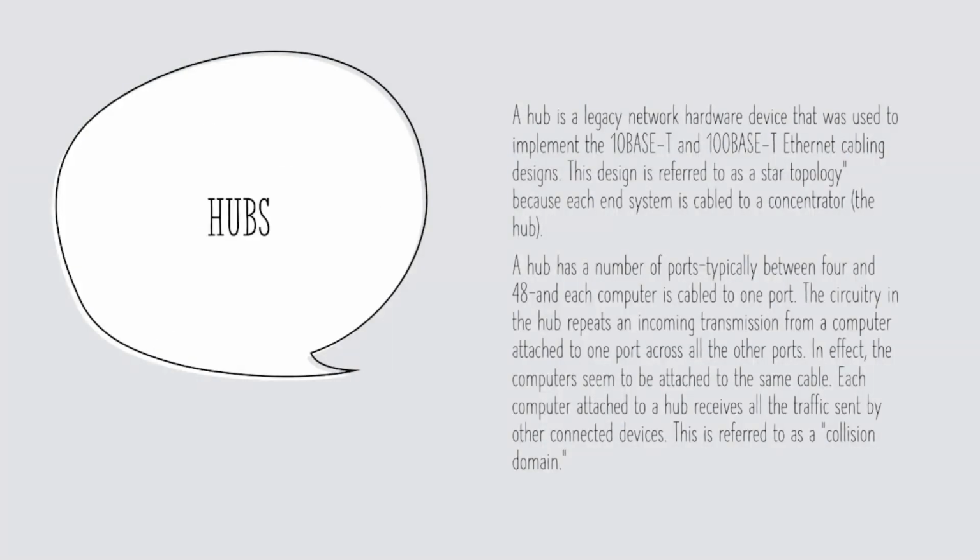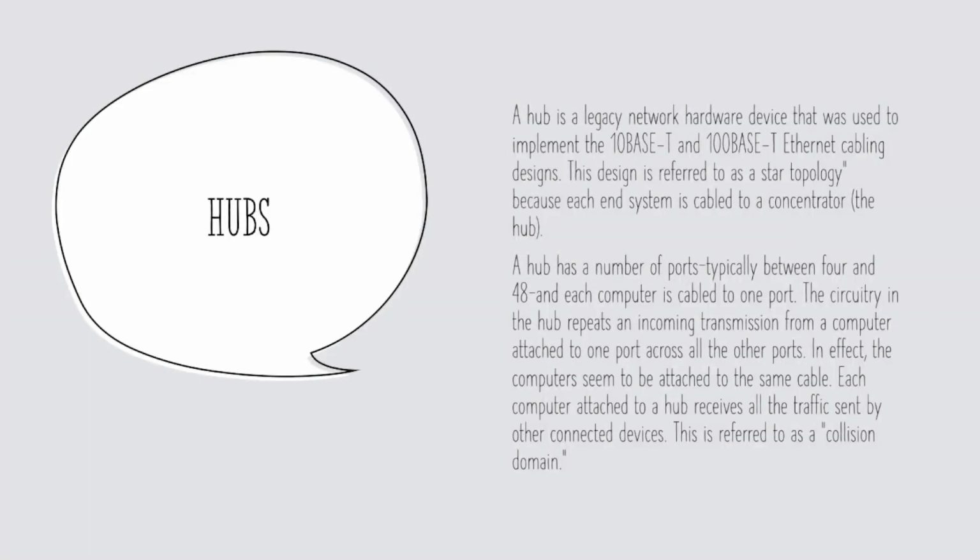Hubs. A hub is a legacy network hardware device that was used to implement the 10BASE-T and 100BASE-T Ethernet cabling designs. This design is referred to as a star topology because each end system is cabled to the connector, the hub. A hub has a number of ports, typically between 4 and 48, and each computer is cabled to one port. The circuitry in the hub repeats an incoming transmission from a computer attached to one port across all the other ports. In effect, the computers seem to be attached to the same cable.